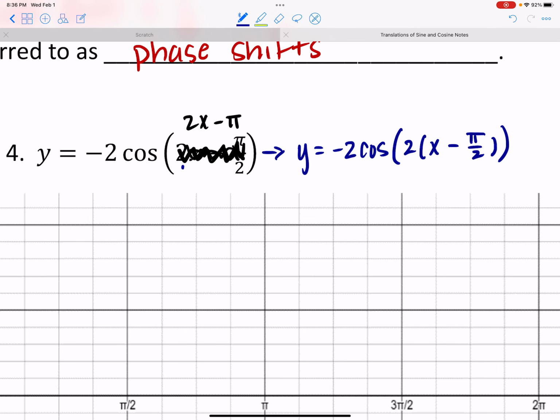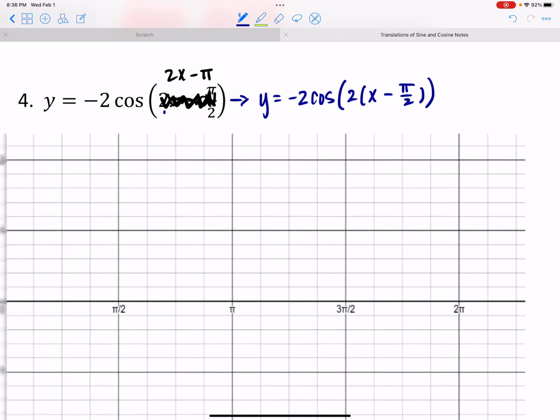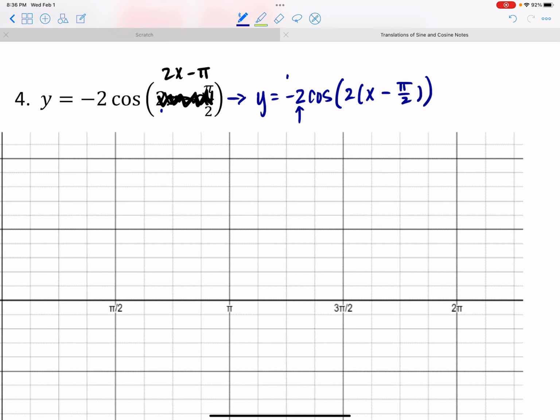Okay, so there's the function that I'm looking at, where I can see my amplitude, I can see that I'm reflected, I can see the frequency, and I can see my phase shift. So all of it's there. I have my standard form. I have my A, B, and then C all lined up.